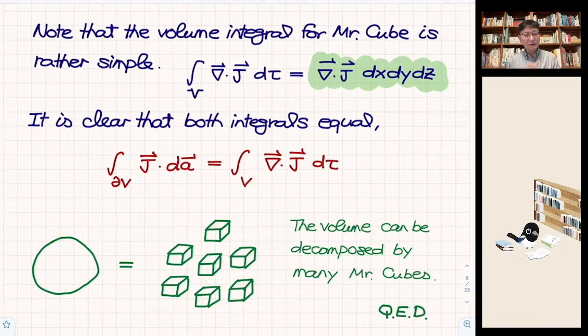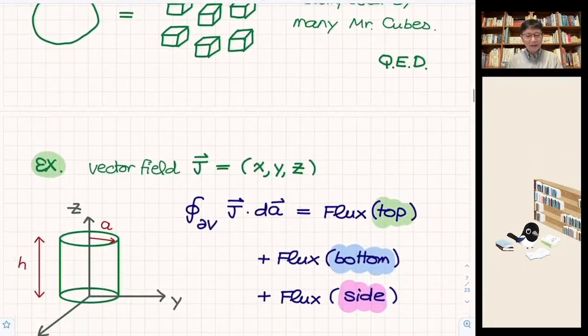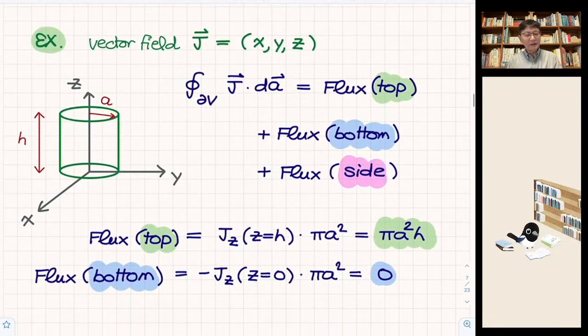Okay, so that completes our explanation and proof about the Gauss theorem. Relatively simple, right? Because you learned the harder version before with the scaling factors in curvilinear coordinates. Okay, so let's move on to really see how this applies. So let's look at the first example.